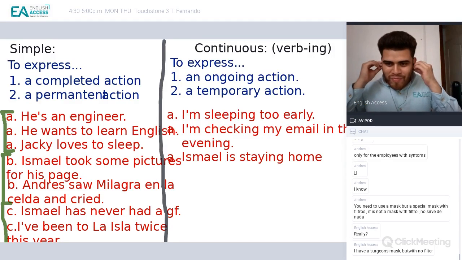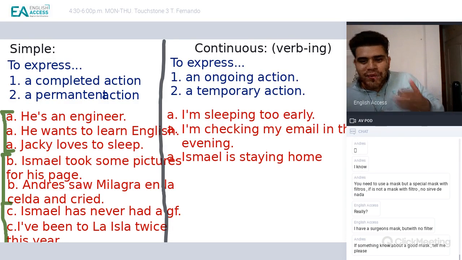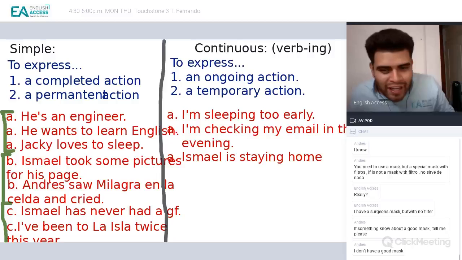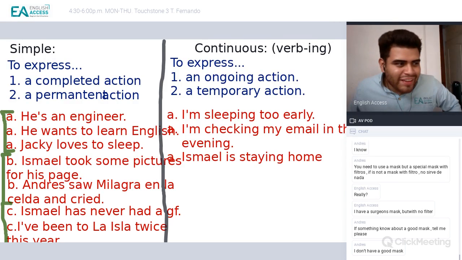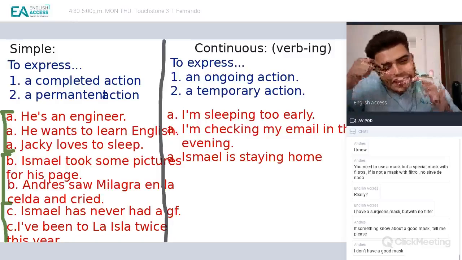I need to get informed, man. You know, one thing that worries me is that even if we use the mask, we can receive the virus through our eyes. And I mean, that's a big problem, because I wear my glasses when I go in public. But the glasses have like little places where you can go.